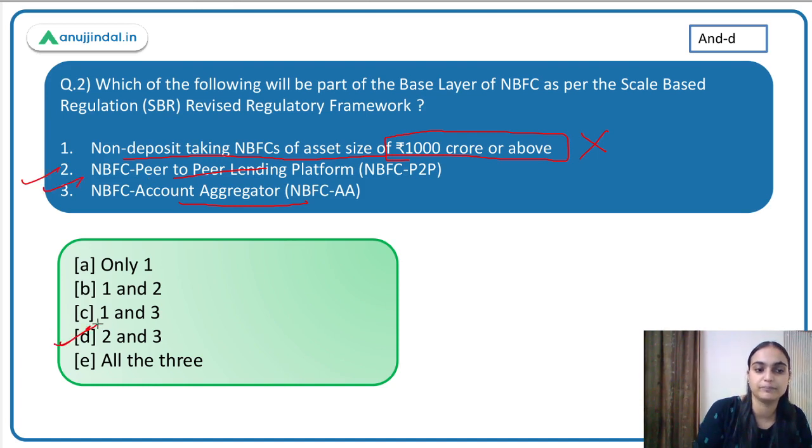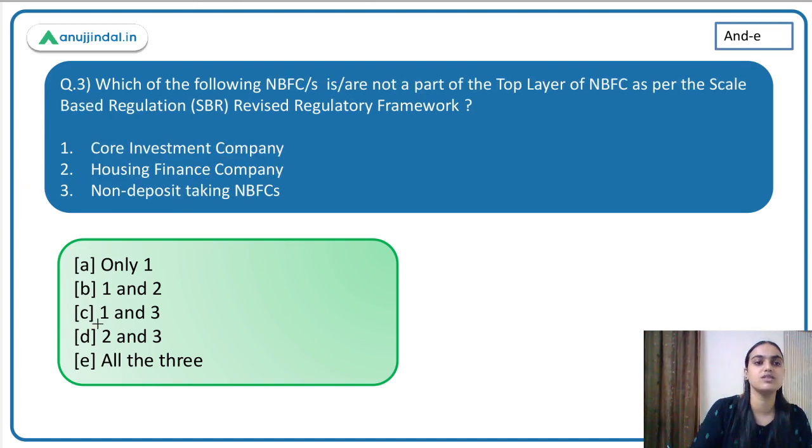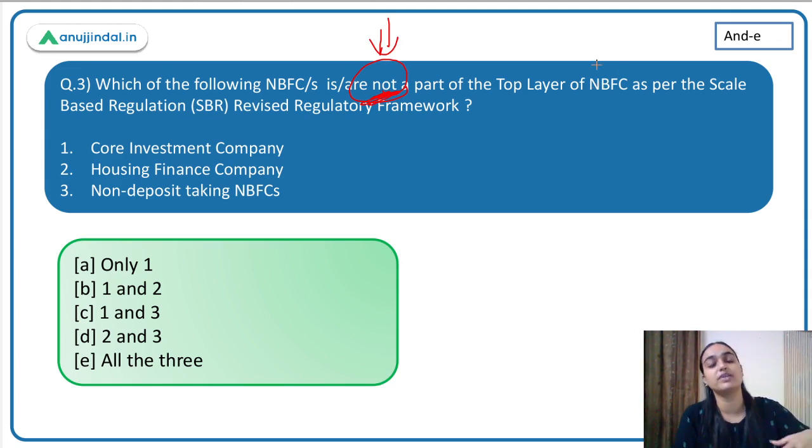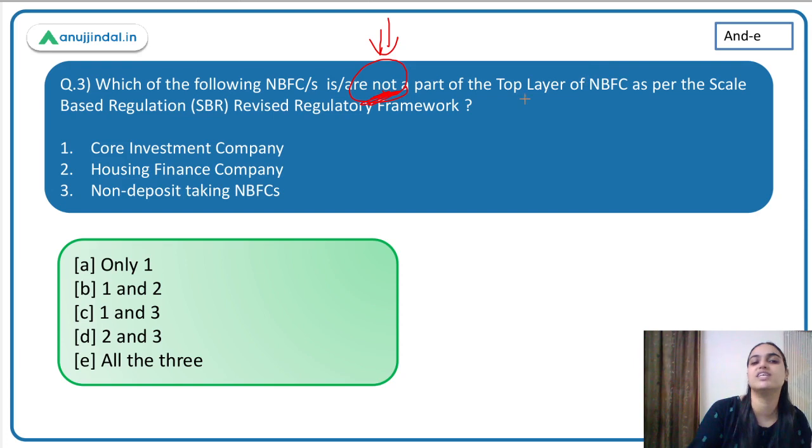Option D. Moving to third question. Which of the following NBFCs is or are not a part? This is important. Not a part of top layer. So, अभी हमने discuss किया top layer के अभी तक vacant है. Upper layer की कुछ companies जो बहुत ज़्यादा systemic risk basically pose करेंगी वो ही top layer में जाएंगी. अभी के लिए top layer empty है. So, none of these are part of the top layer. So, answer is option E that all the three are not a part of top layer.